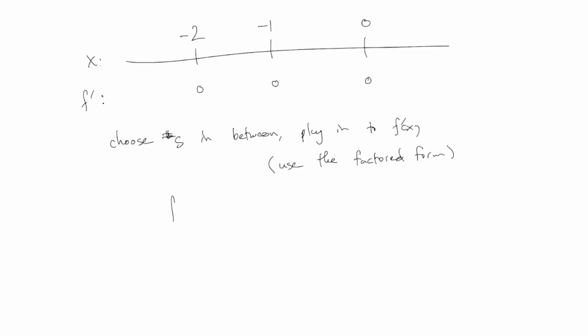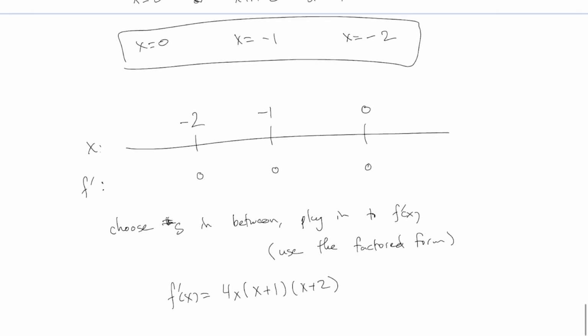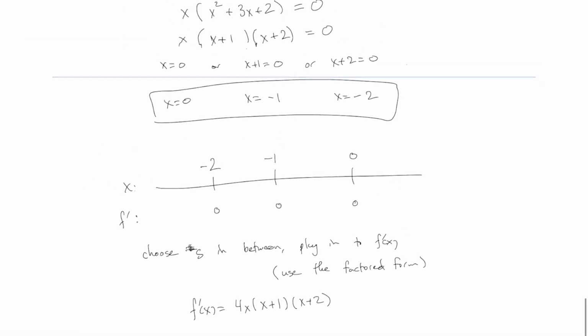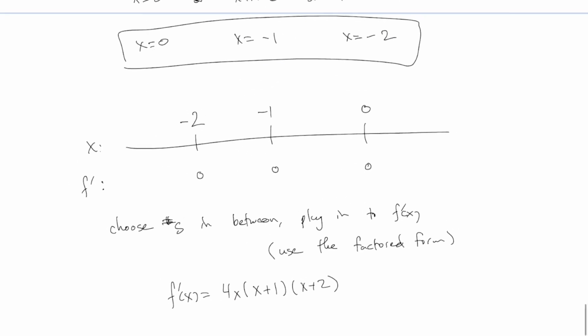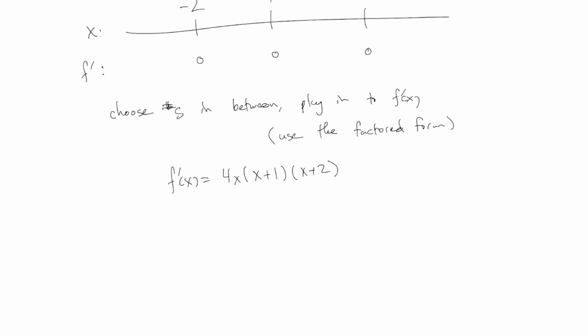And the factored form is f prime of x is 4x times x plus 1 times x plus 2. All right? It's just this again, but I kind of resurrected the 4. The 4 came out, but sometimes that extra constant is important to remember. But anyway, this is what I'm going to use when I plug in, because I don't like plugging into some big polynomial, some weird numbers. All right.